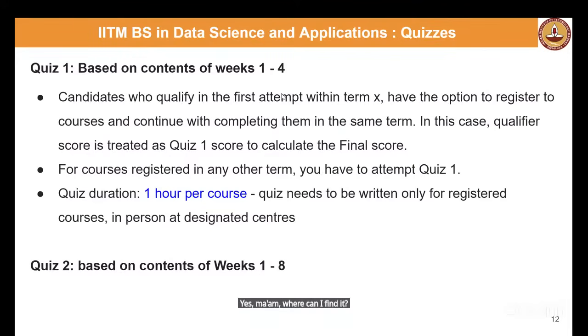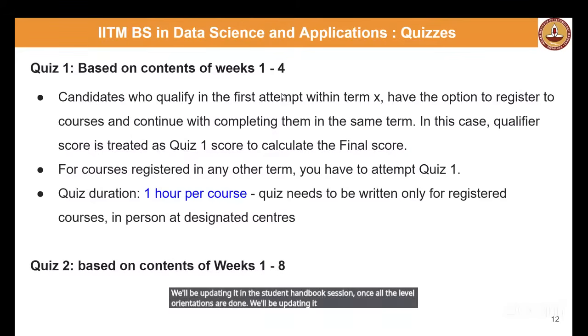Where can I find it? We'll be updating it in the student handbook section. Once all the level orientations are done, we'll be updating it under the last section, say section 25 or 26. I clearly don't remember the number. And we'll be posting you an update also.